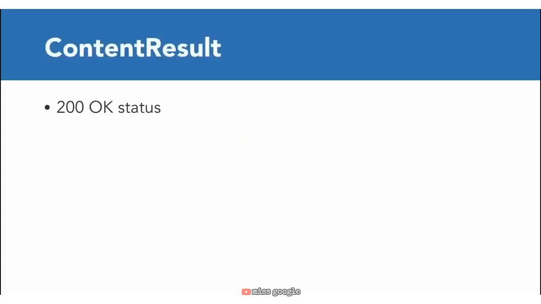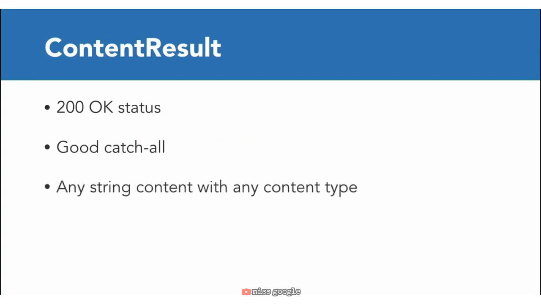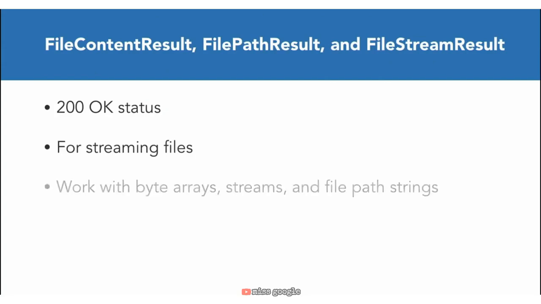The content result type is a nice catch-all for just about anything else you might want to send back to the browser. It allows you to set the body of the response, as well as the content type, to just about anything you can think of. When you'd like the user to be able to download a file, you can use one of the file results. Depending on where you're getting that file from, you could either use the file content result, file path result, or file stream result. Any of these types can be accessed by one of the many overloads of the file helper method that is available in the base controller class.